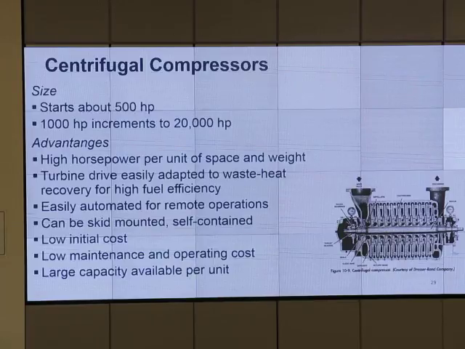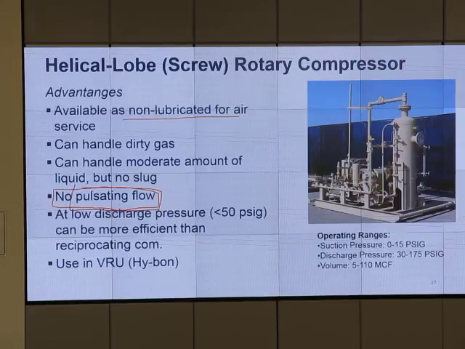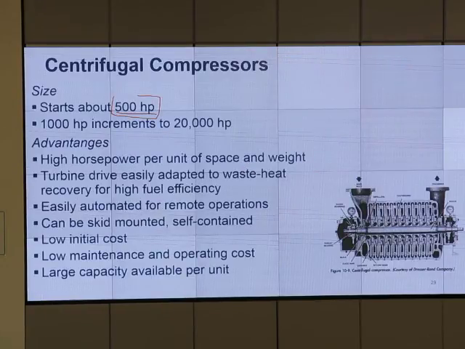Centrifugal compressor, I have never seen any. Do we use it in VRU? No. The reason is it does more volumetric flow rate but less pressure increment. It starts at about 500 horsepower, while this screw compressor can be up to 400 horsepower. So the screw compressor is for lower horsepower. Centrifugal is for higher horsepower, like 20,000 horsepower. It has high horsepower per unit space and weight.